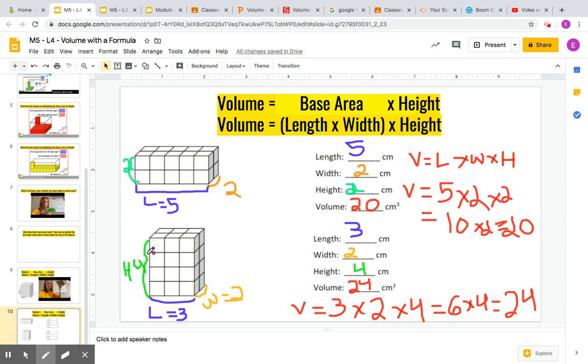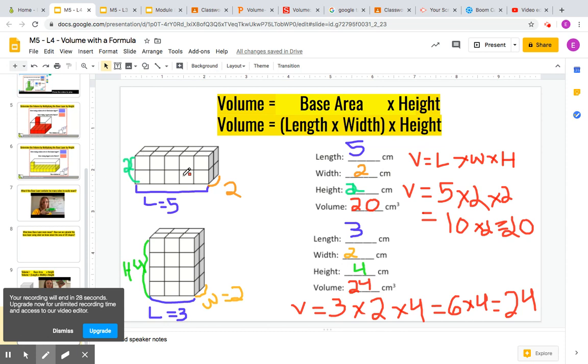And that does work because it is larger than this one up here. It's time for you to try this on your own.